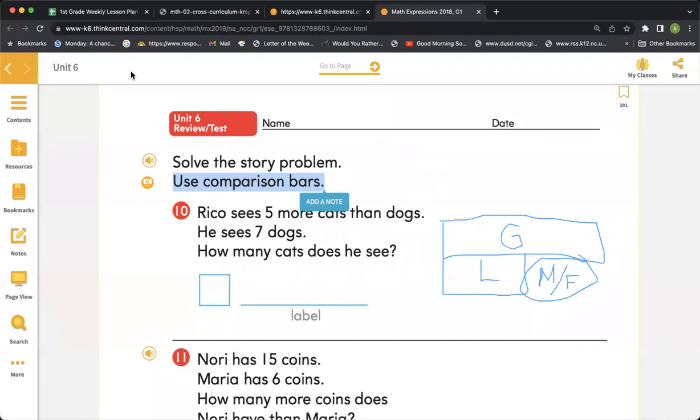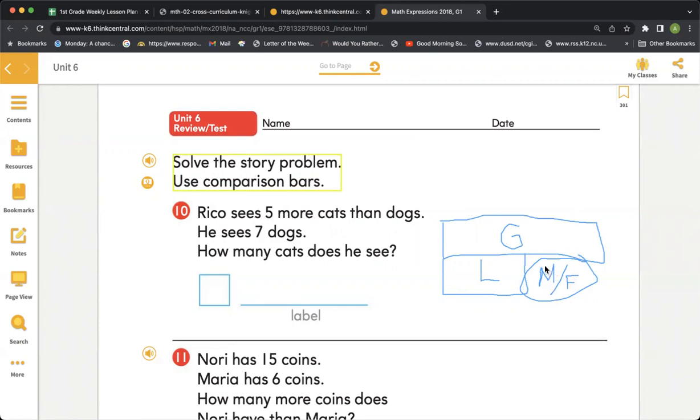So let's go ahead and read this again. Rico sees 5 more cats than dogs. So we know that there's more cats than dogs. He sees 7 dogs. So 7 is a lesser number. 7 would go down here. 5 more cats than dogs. Well, we don't know exactly how many cats he has, but we know he has 5 more than dogs. So your 5 more would go in the more and fewer circle.